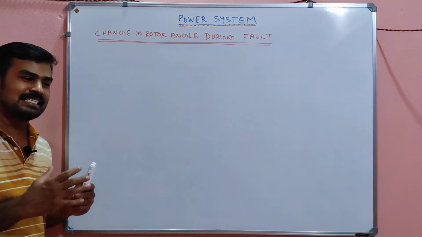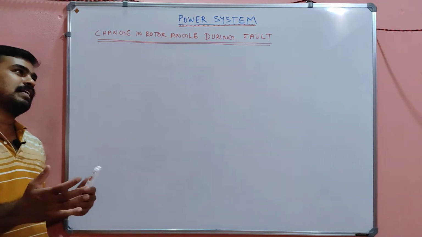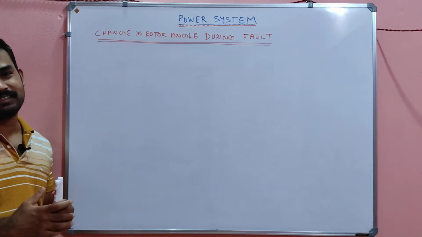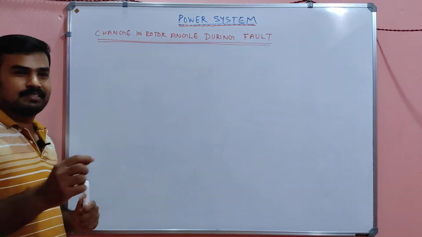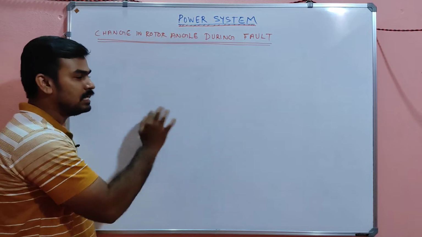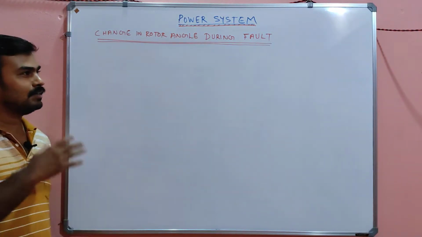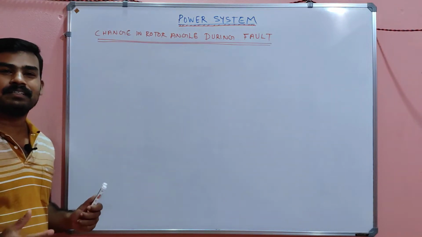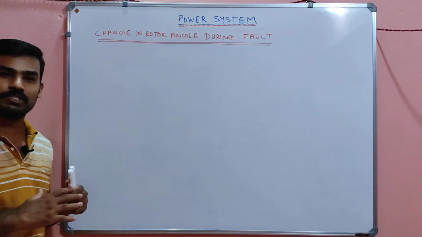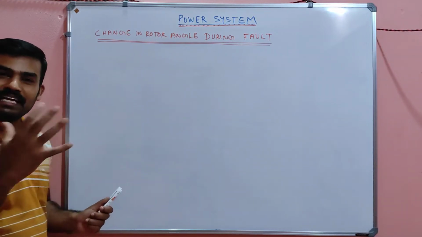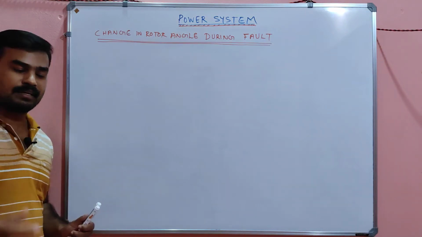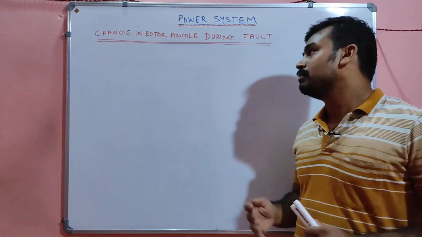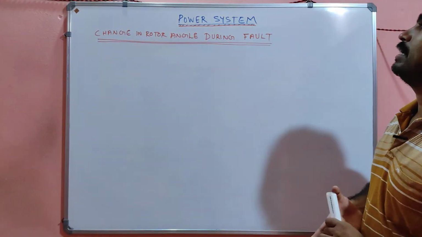It is not a sudden process. Before that we should learn many things, and only then that concept, equal area criteria. In the syllabus it is simply equal area criteria and stability analysis. But if you do it in a lecture, it takes so much effort and so much time in order to convey the concept of equal area criteria. So before that, we have to see what is meant by changing the rotor angle during fault.